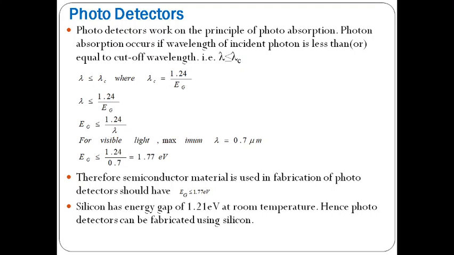So while we are fabricating the photodetector, we use a semiconductor material whose energy gap is less than or equal to 1.77 electron volt for the visible light. Therefore, semiconductor materials with energy gap of up to 1.77 electron volt are used in the fabrication of photodetectors. At room temperature, the energy gap of silicon is 1.21 electron volt. It is closer to the 1.77. So, we can say the photodetectors can be fabricated using silicon also.